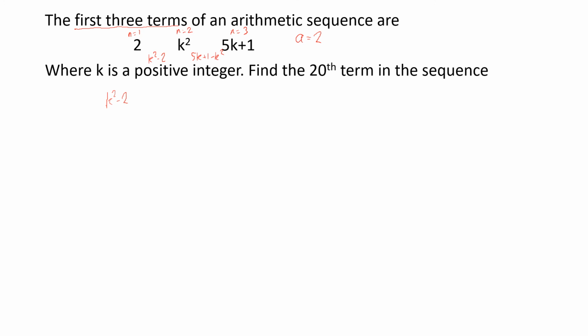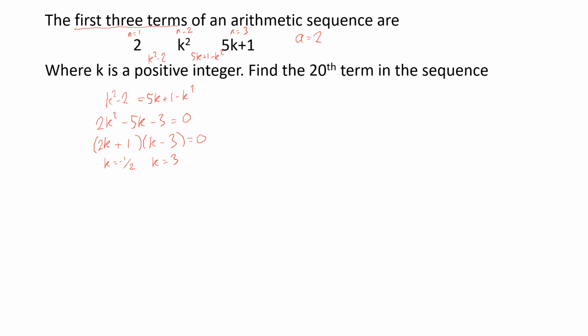We want to say k squared minus 2 is equal to 5k plus 1 take k squared, and we want to rearrange this into a quadratic. So we can get 2k squared minus 5k minus 3. With all good quadratics, we want to factorize it, or you could plug it into your calculator, but I'm going to factorize it. And we'll end up with k minus 3 and 2k plus 1 as our brackets. That'll tell us that k is minus a half, or k is equal to 3.